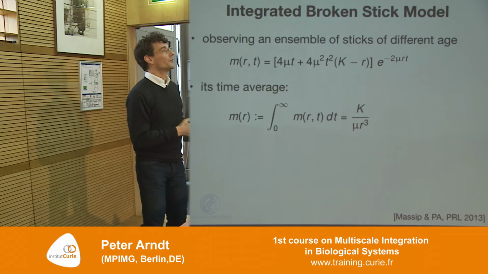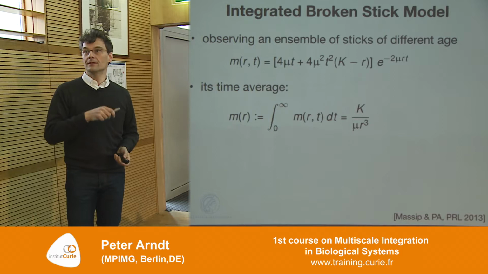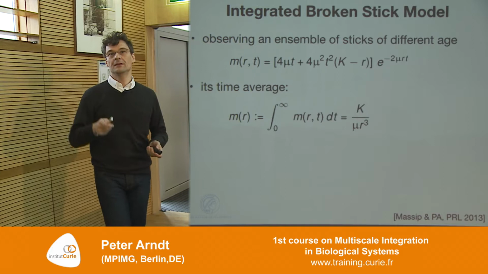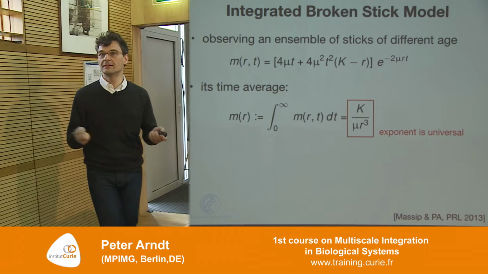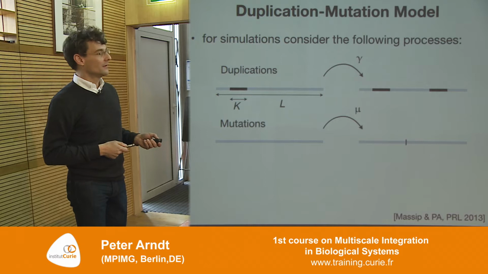And that is the reason why we see a slope of minus 3 in the log-log plot of the exactly matching pieces in the human genome. It's just this. And this exponent is actually universal, so it doesn't depend on any rates. It's just 3 for all rates.